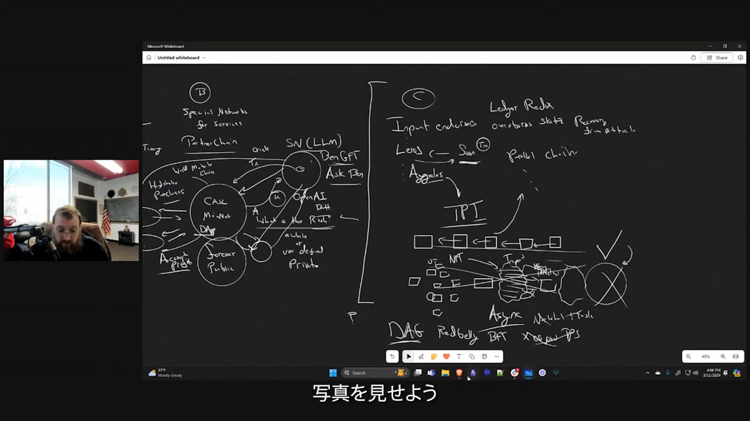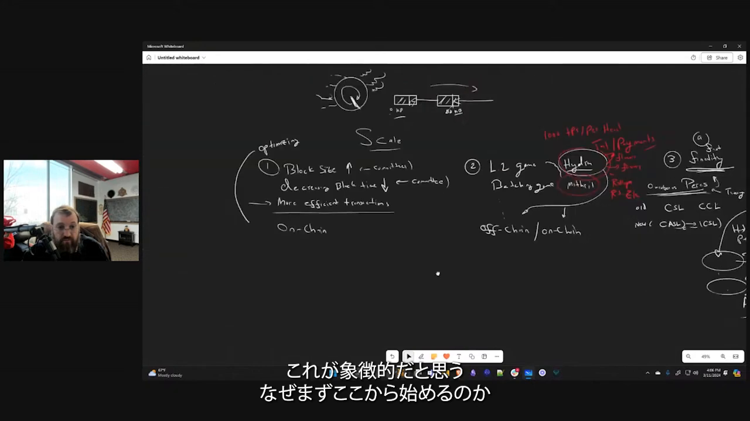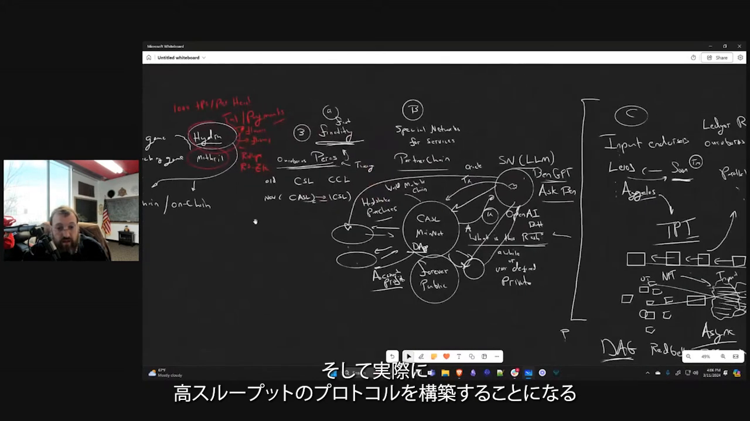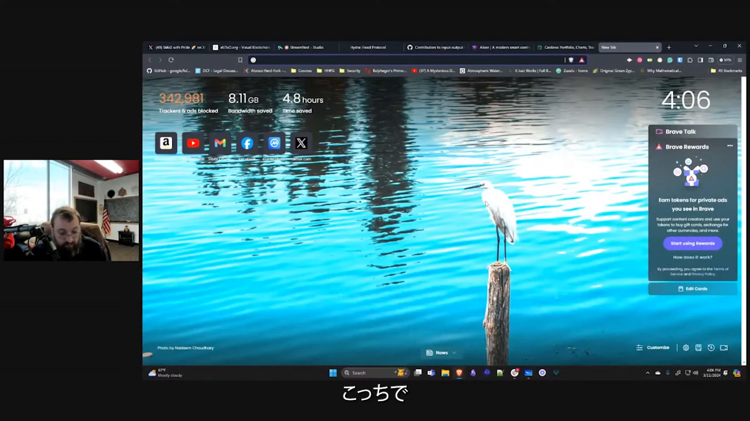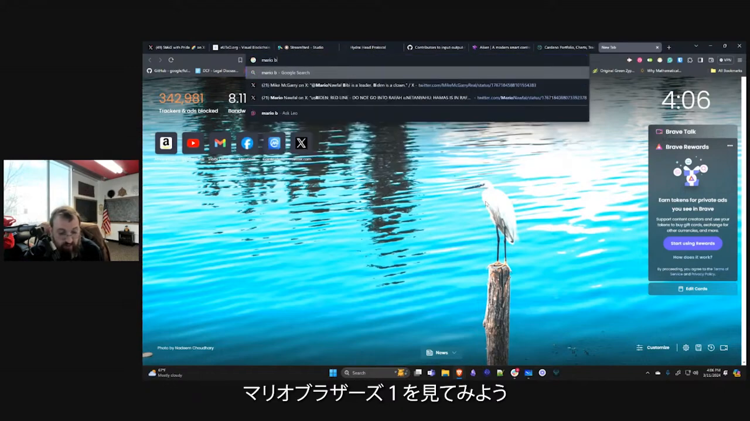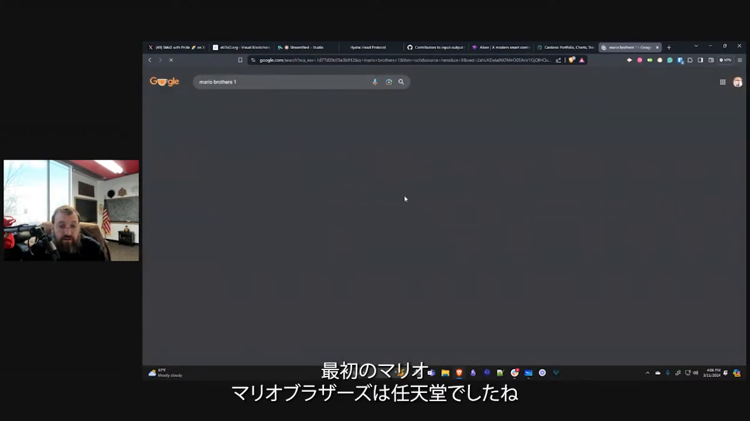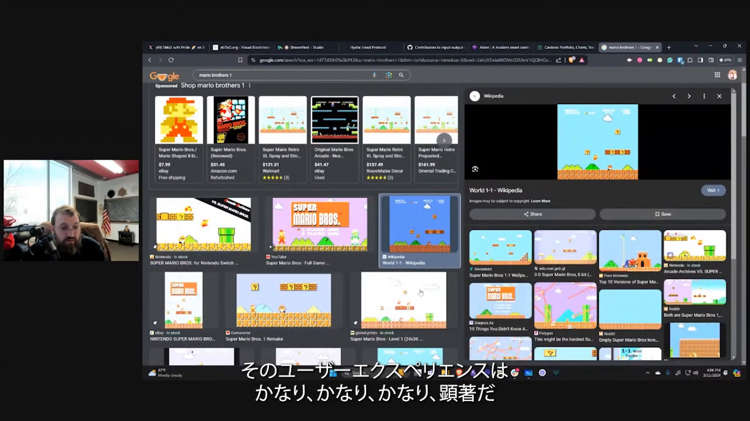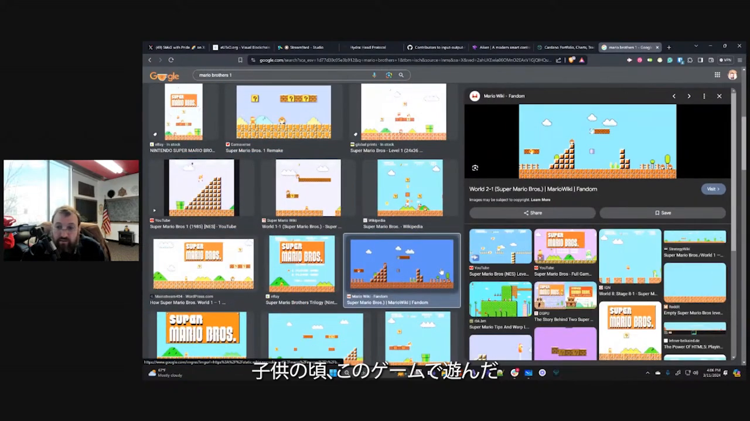Well, let me show you a picture, and I think this epitomizes why you start over here first, and then you start building extensions, and then you actually start getting to high throughput protocols. So let me show you a little something. So if you go over and you watch Mario Brothers 1, the very first Mario Brothers game. So this ran on the Nintendo. And look at that user experience. Pretty remarkable, huh? Oh yeah, we all remember playing this game when we were kids.